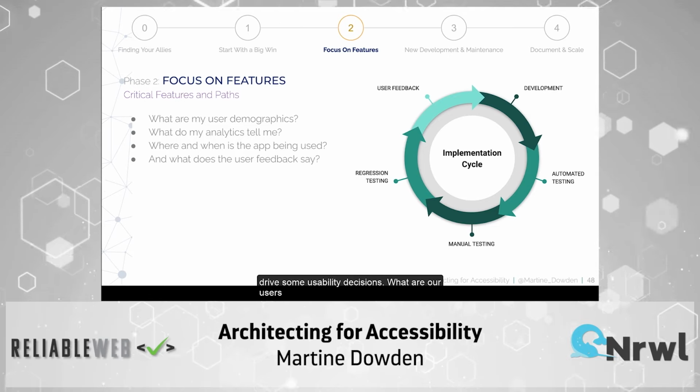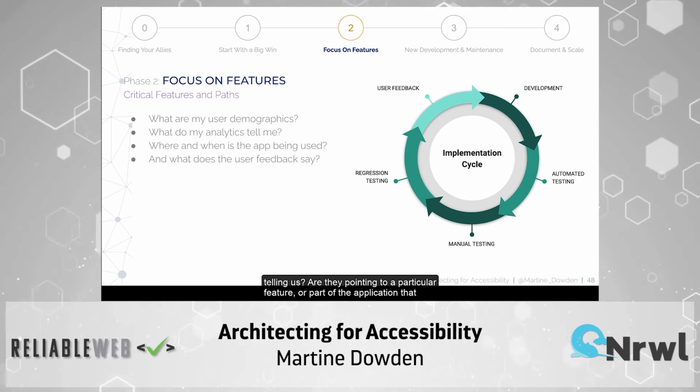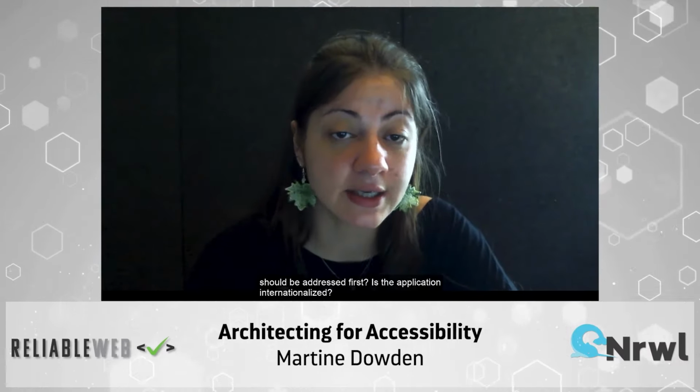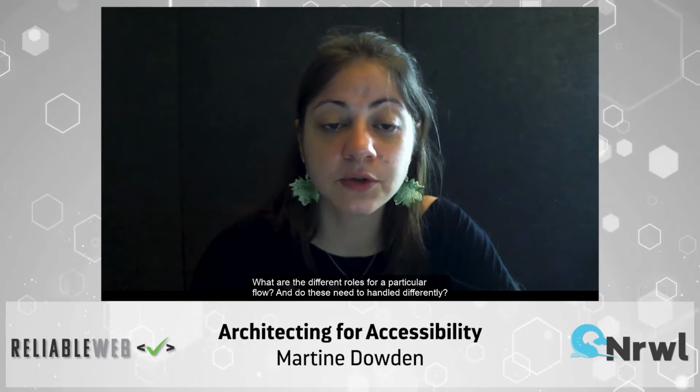What are our users telling us? Are they pointing to a particular feature or part of the application that should be addressed first? Is the application internationalized? If so, are we taking culture, writing direction, and font size into consideration? Font sizes for different alphabets may not be the same in order for the text to be legible. What are the different roles for a particular flow, and do these need to be handled differently?